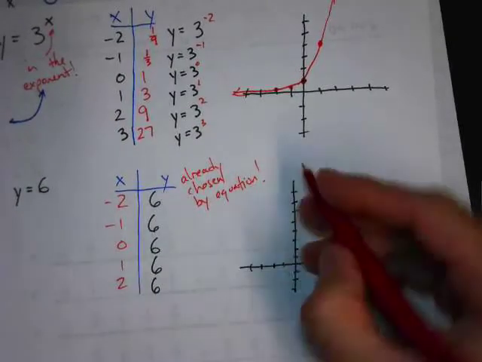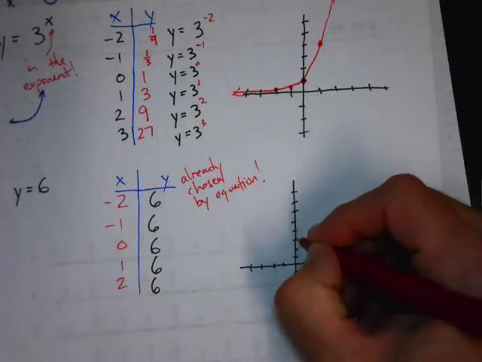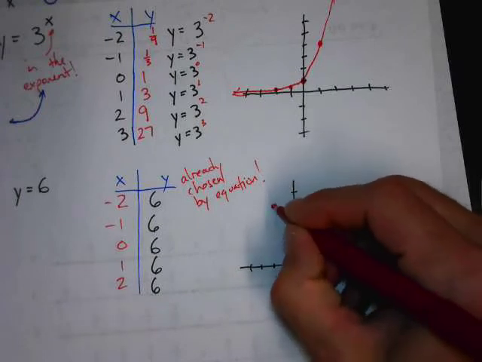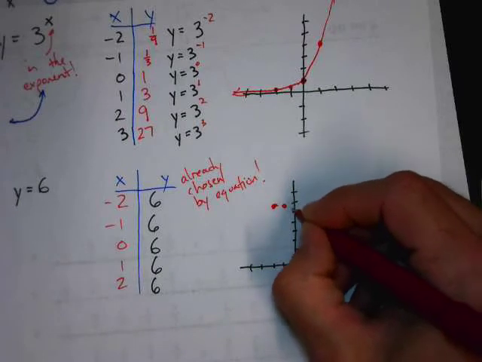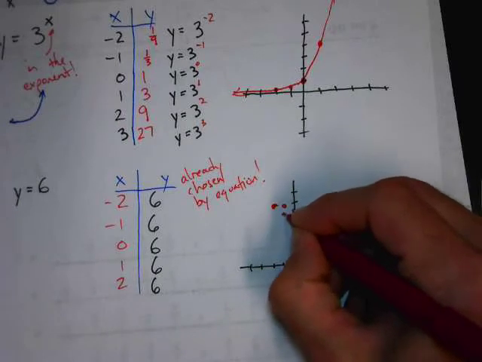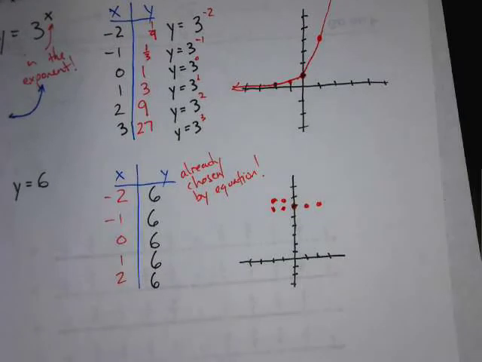If I have x is -2, y is positive 6. 1, 2, 3, 4, 5, 6. Yeah, close enough. If x is -1, y is 6. I was off. Oops. I can count. Don't mind those. If x is 1, y is 6. If x is 2, y is 6. No matter what, the y coordinate is 6. So don't mind those two things. I just made a boo-boo.